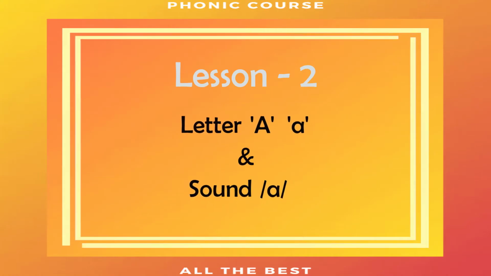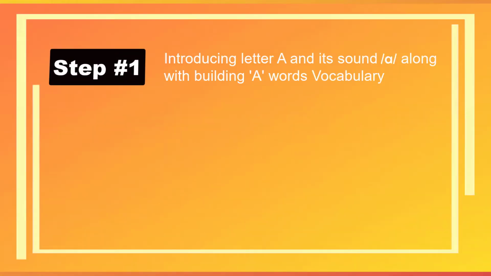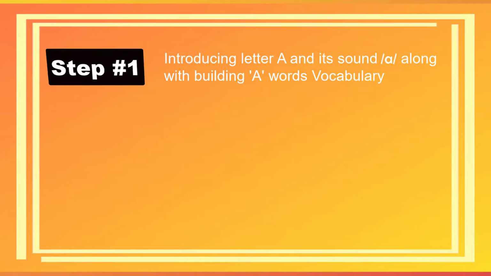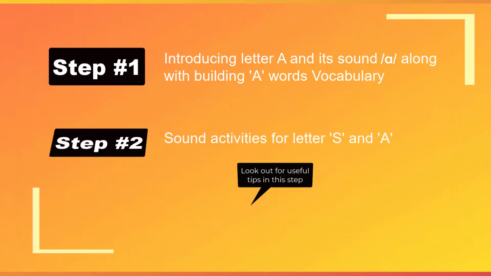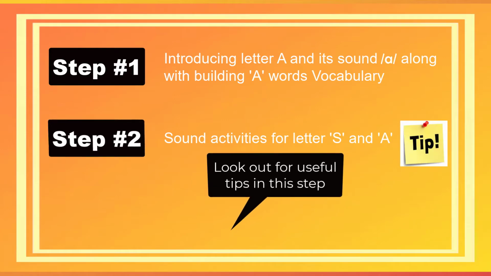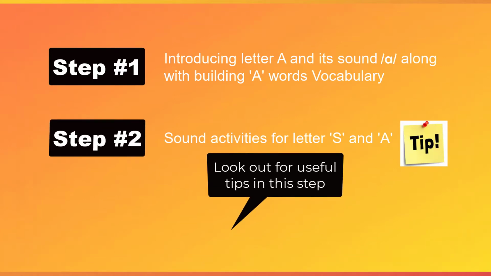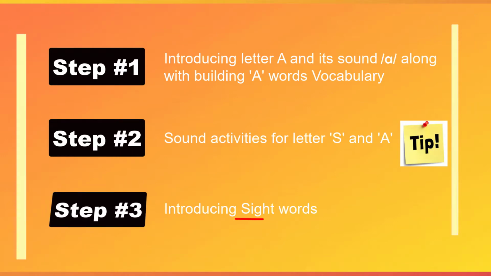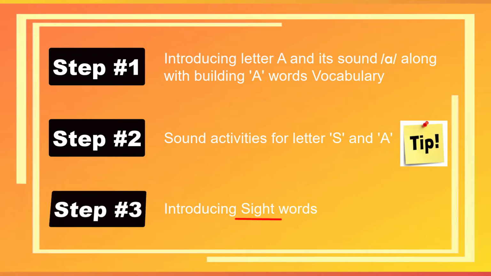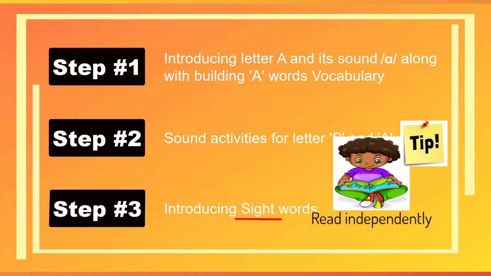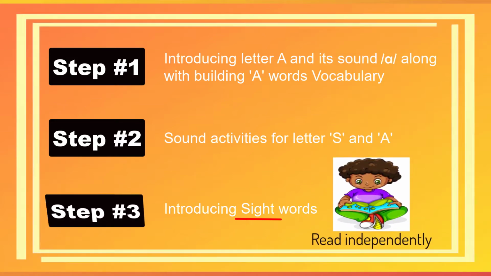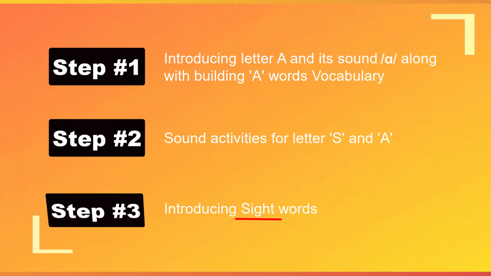This video is divided into 3 steps. First step is introducing letter A and its sound along with building A words vocabulary. Second step is sound activities for letter S and A sound. Third step is introducing a few sight words. With the help of sight words, your child will be able to read simple sentences independently in the next couple of lessons. We'll explain more about sight words later in this video.